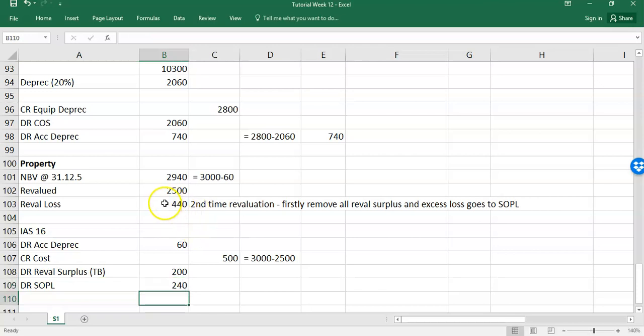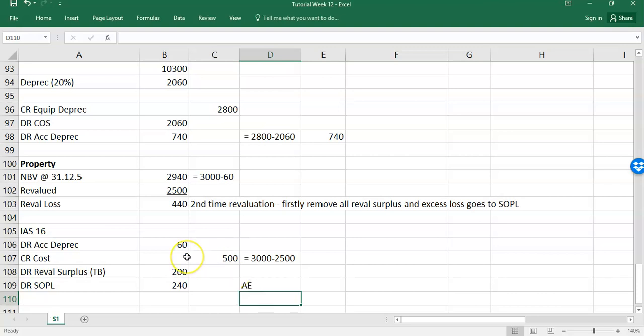So the amount of the reval loss over and above the reval surplus goes to the P&L, and we will put that through admin expenses. So that's quite tricky in IAS 16, but you need to have your wits about you about a second time reval downwards. How are the rules applied?